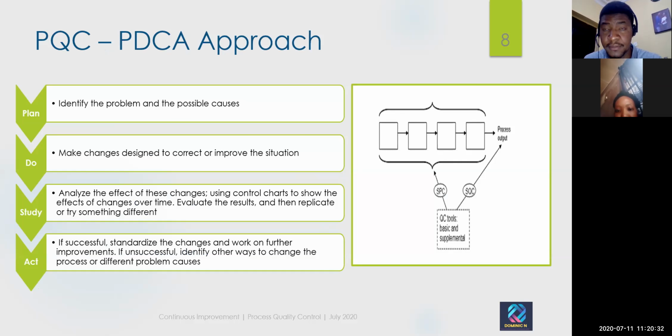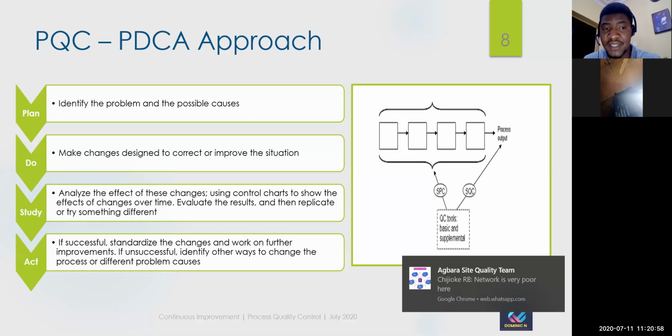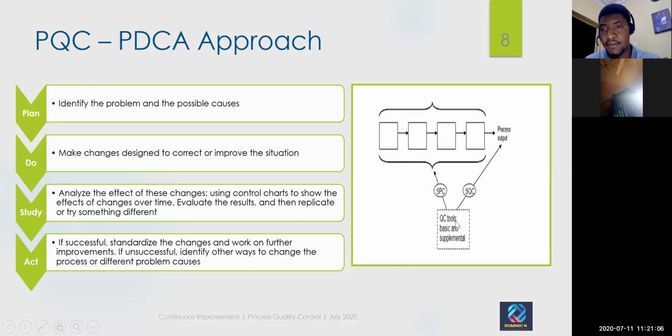It's about solving problems. So first of all, you need to identify your problem. You make changes designed to correct or improve the situation. You analyze the effect of these changes. Like I said, you have a challenge in your business. You are seeing it with your Pareto diagram. You need to analyze it, understand which one is giving you the most challenge, and you put in a system to solve it. So if you see what we discussed, SPC goes into your system, SQC comes out and solves that challenge.